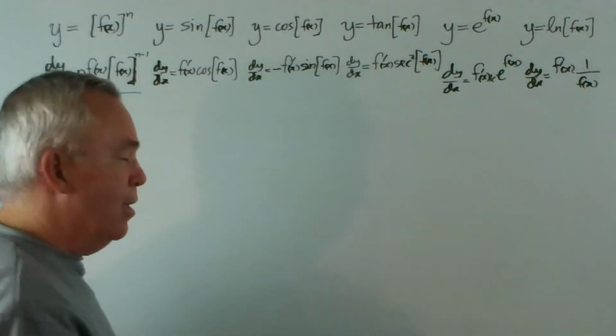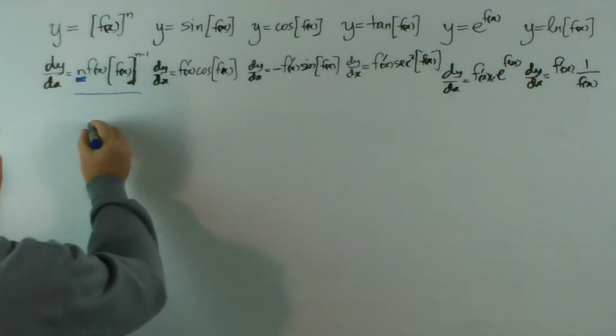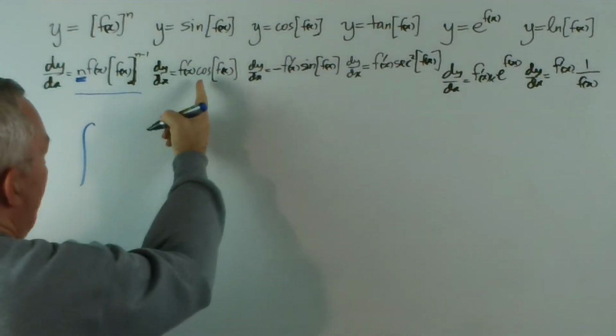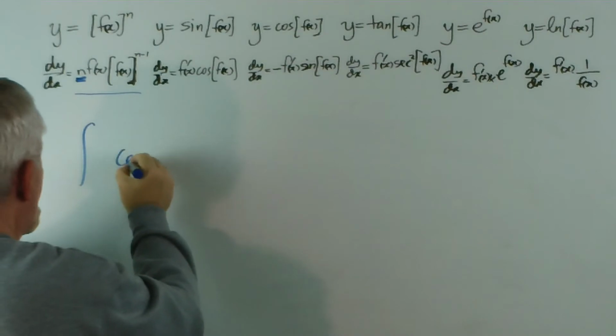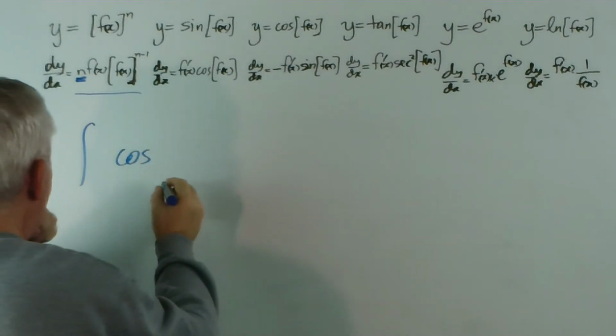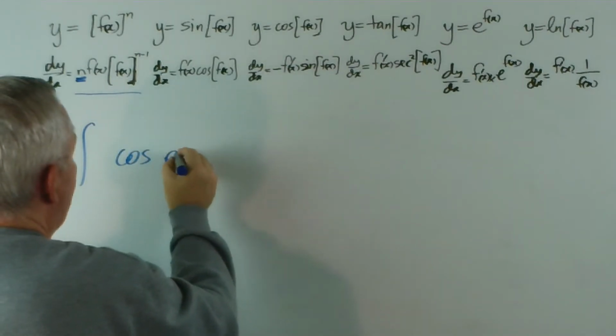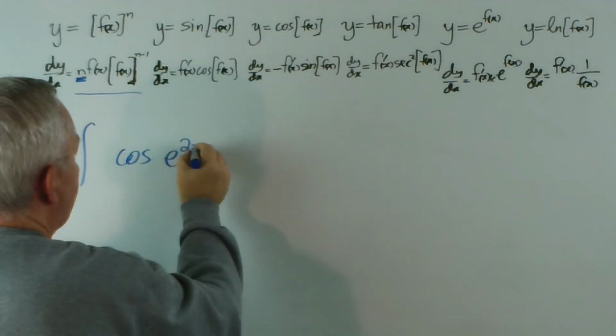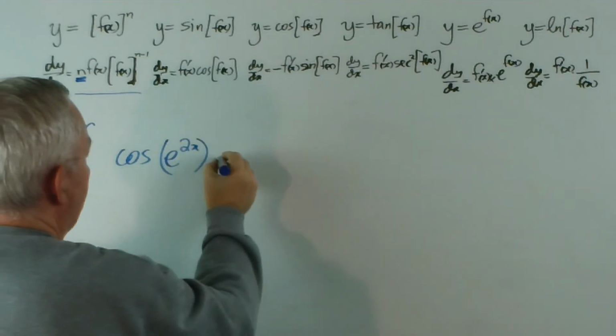I'll use blue this time. Let's imagine we're integrating. We're going to integrate a cosine. Let's say we're integrating a cosine of e to the 2x dx.